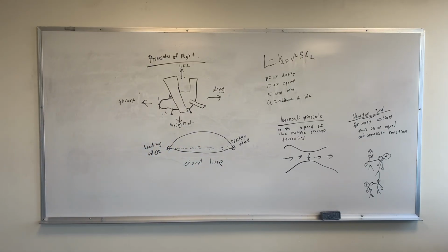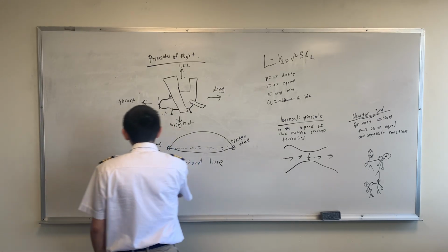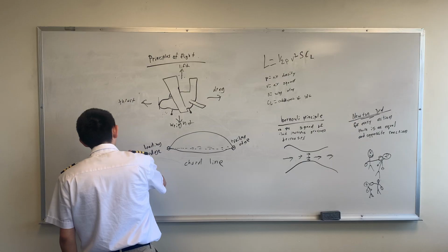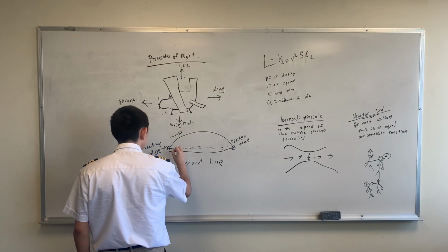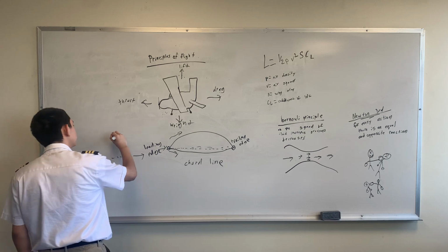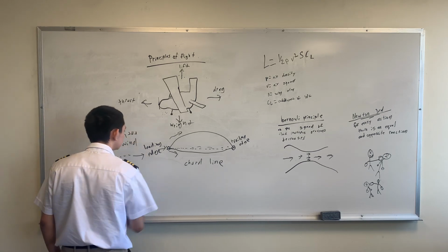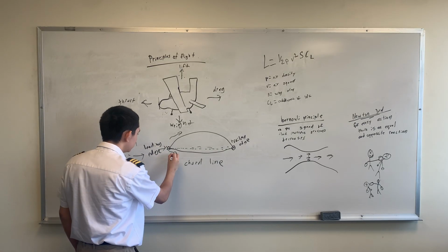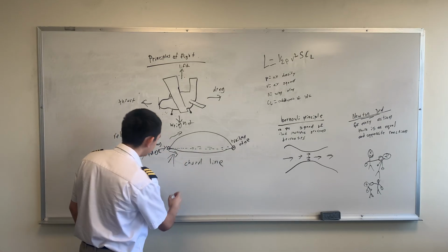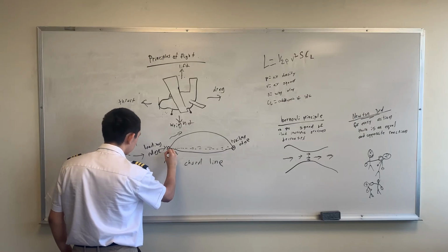So, you're wondering, what does this have to do with lift? Well, I'll tell you right now. As wind travels over this wing, this is called relative wind. And between this relative wind and this chord line, we get an angle.